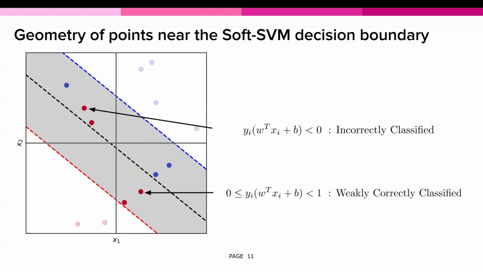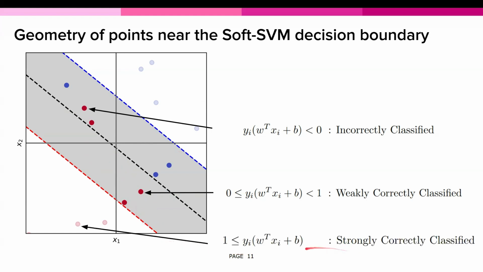We can also identify some weakly correctly classified points. These are ones where the product of the true class label and the linear predictor is between 0 and 1. These points are within the margin, but they're on the correct side of the decision boundary. So they're going to contribute some penalty, but not as much.